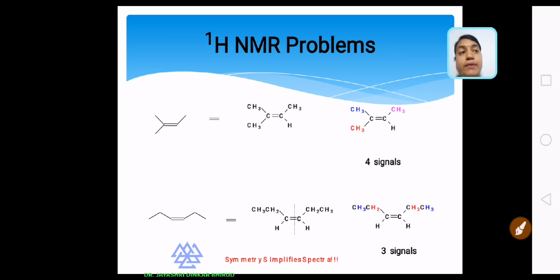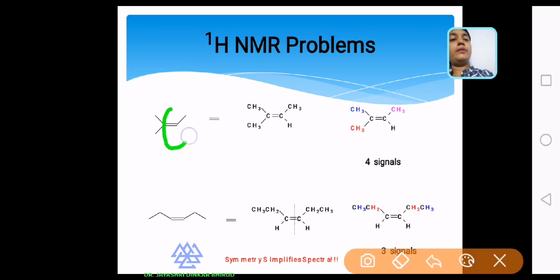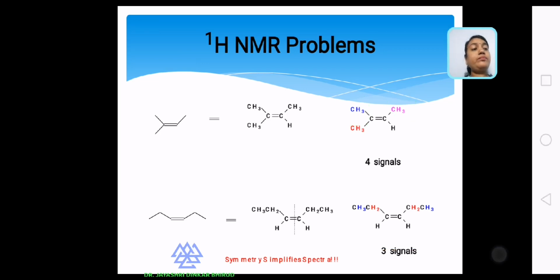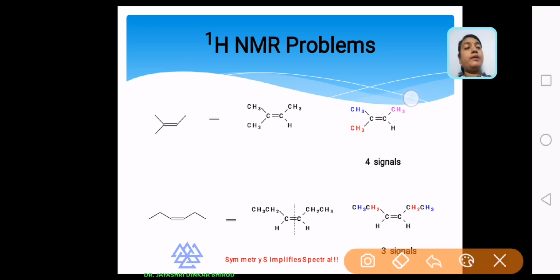See here the next example, containing a double bond. When there is a double bond, we consider the stereochemistry, like cis and trans. Consider this example containing CH3 group, CH3 group and CH3 group. But these three CH3 groups are in different chemical environments. Why? Because, let us see one by one. This CH3 group is cis to the geminal CH3 group of this hydrogen.